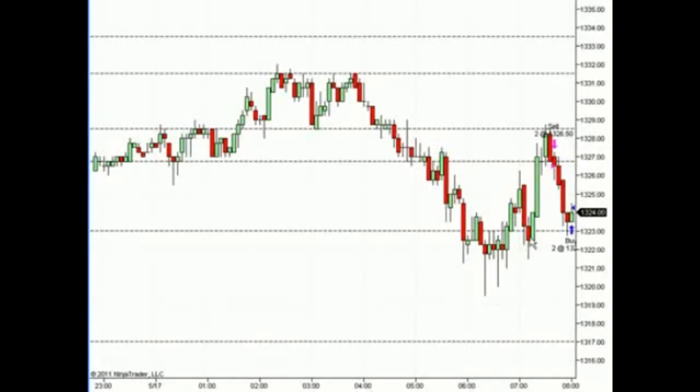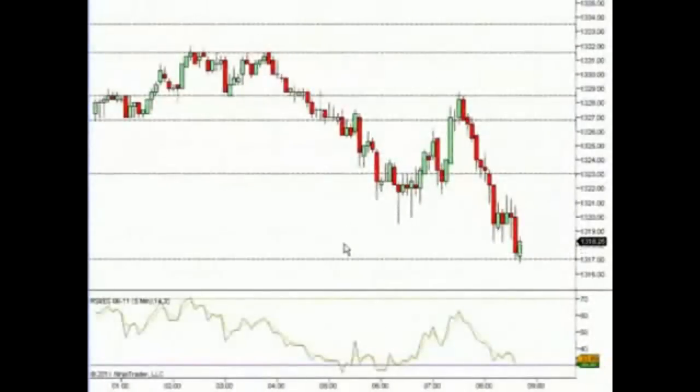Alright, so that's how you can use the support and resistance lines on their own, either to scalp from or to look at as areas where prices might make some sort of reaction. Support and resistance lines can also be used in conjunction with other indicators. Here is a standard 14-period RSI.